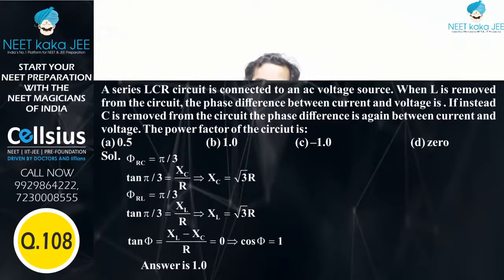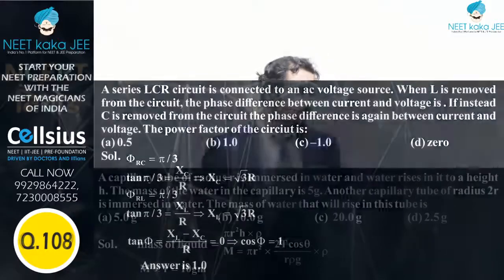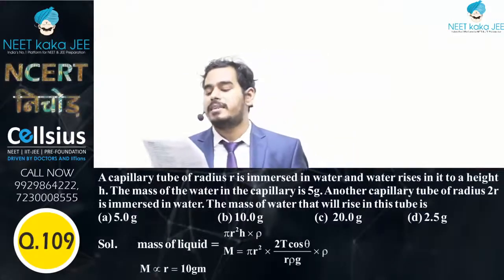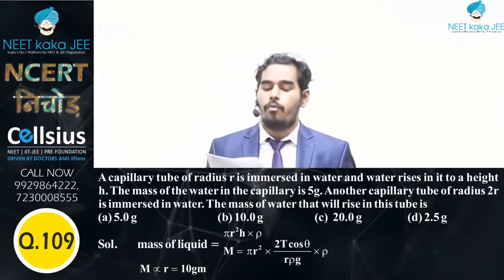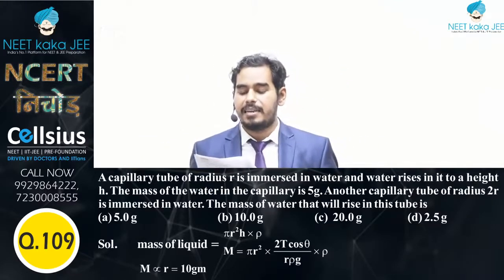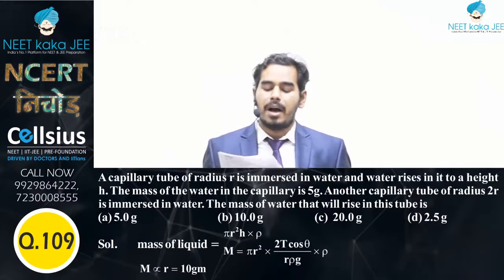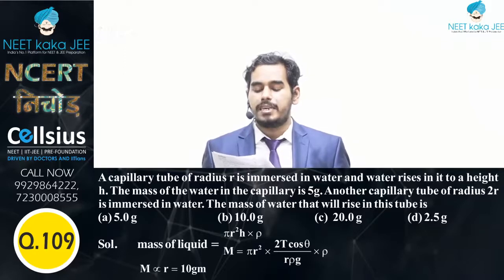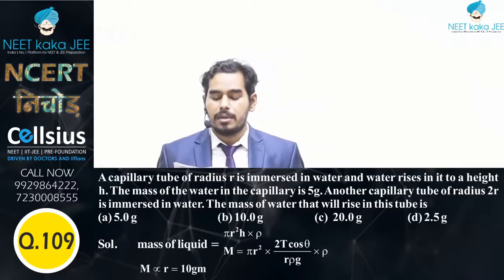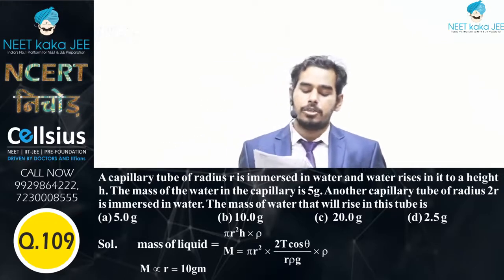Now let us come to the next question. A capillary tube of radius r is immersed in water and water rises in it to a height h. The mass of the water in the capillary is 5 gram. Another capillary tube of radius 2r is immersed in water. The mass of water that will rise in the tube is?